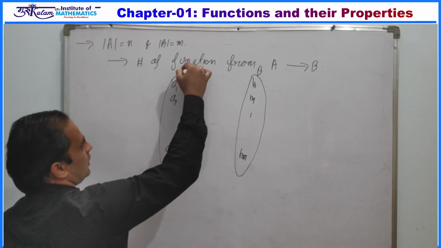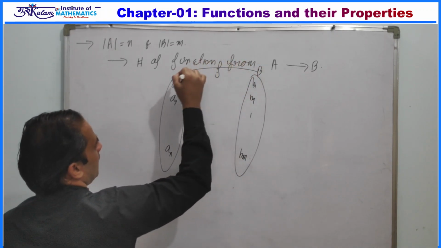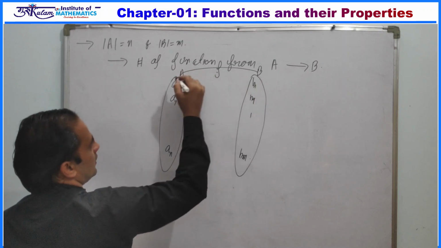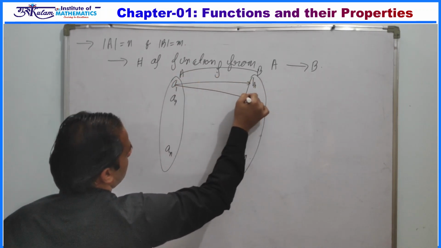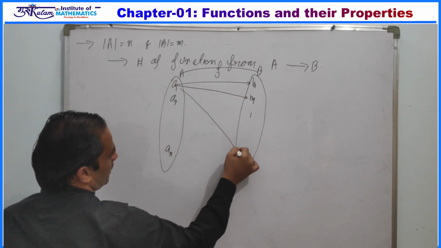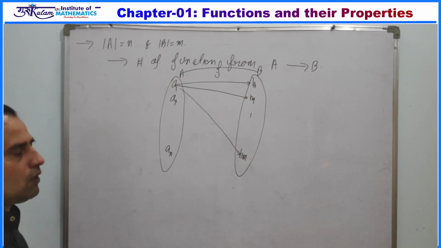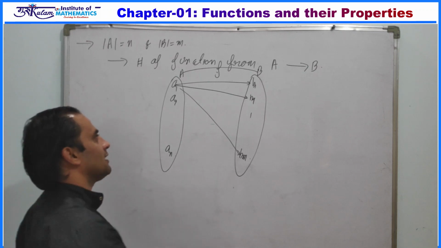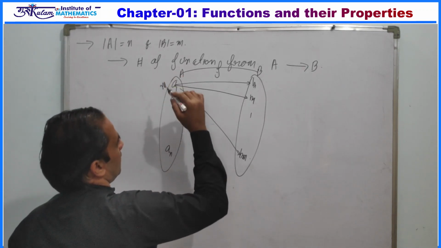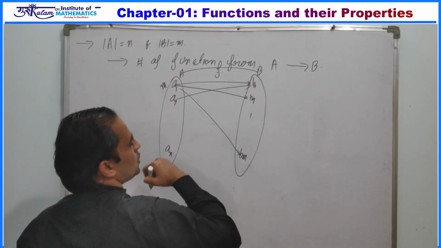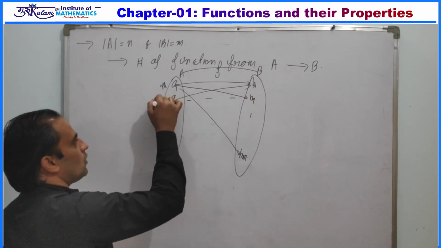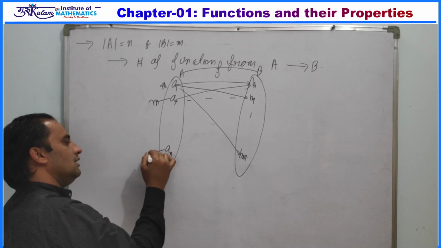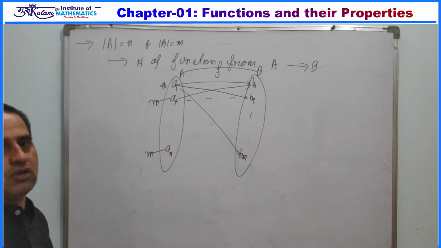In a function, if f is a function, then every element has an image. So a1 can be mapped to b1, a1 can map to b2, a1 can map to bm. So the number of choices for a1 is exactly m choices. Again a2 also can be mapped to b1 or b2 or bm. So again the choices for a2 is m, and similarly the choices for an is also m.